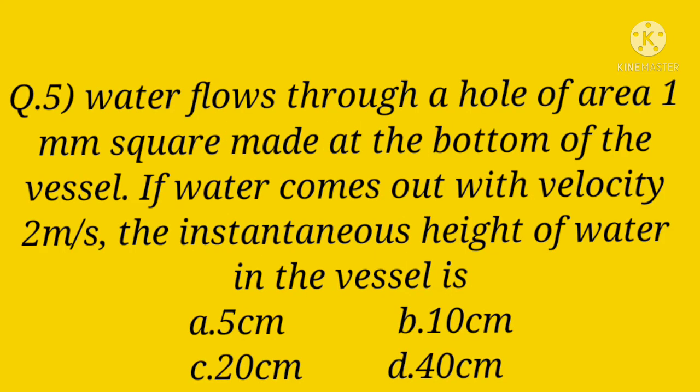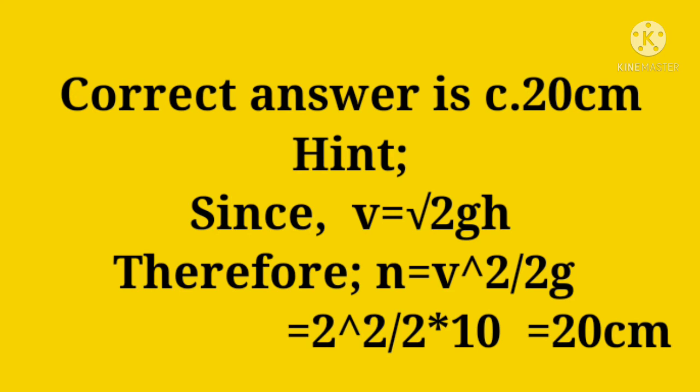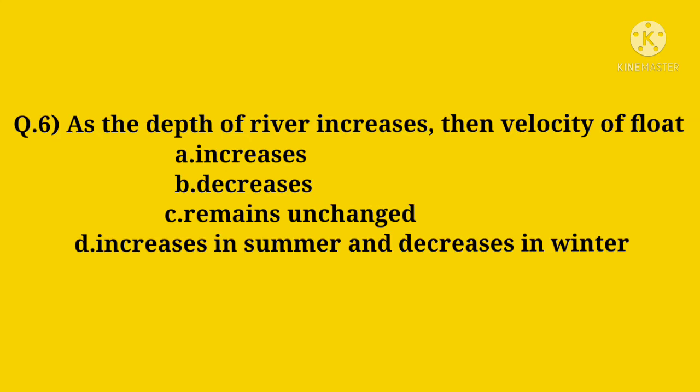Question number 5. Water flows through a hole of area 1 mm square made at the bottom of the vessel. If water comes out with velocity 2 meter per second, the instantaneous height of water in the vessel is: option A 5 cm, B 10 cm, C 20 cm, D 40 cm. Correct answer is C, 20 centimeter. Hint: V equals root under 2gh. Therefore, h equals V square by 2g, equals 2 to the power 2 by 2 into 10, equals 20 centimeter.